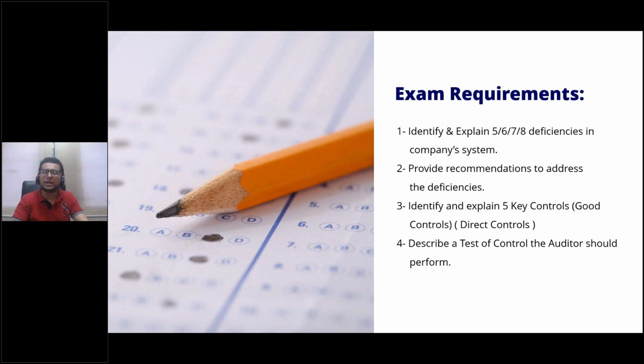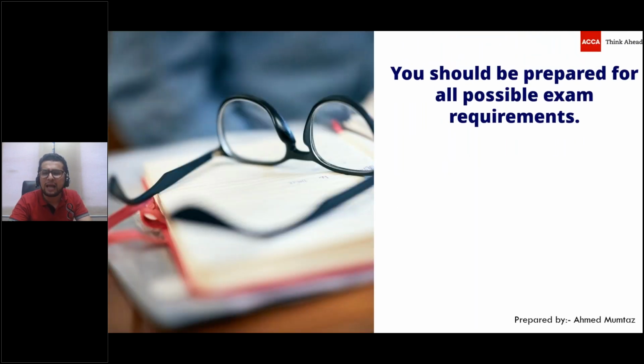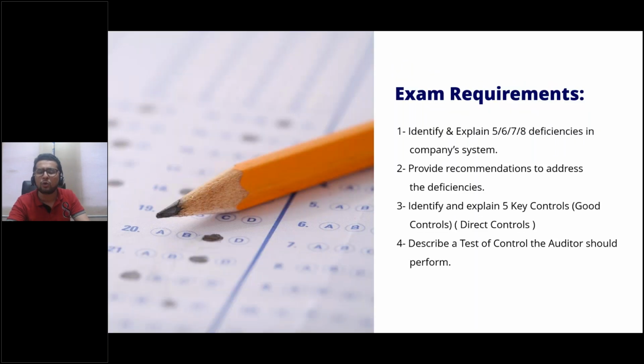Last but surely not the least, one last exam requirement which the examiner could ask. Now listen to me very carefully. Option number 1, exam requirements 1 and 2 as a pair. Option number 2, exam requirements 3 and 4 as a pair. Last but surely not the least, what if the examiner asks you to identify and explain, let's say, 5 deficiencies.